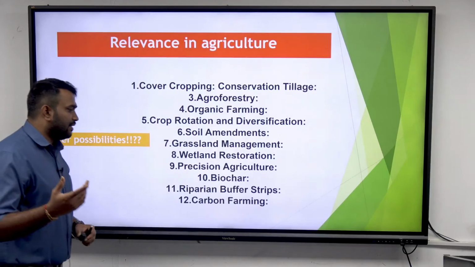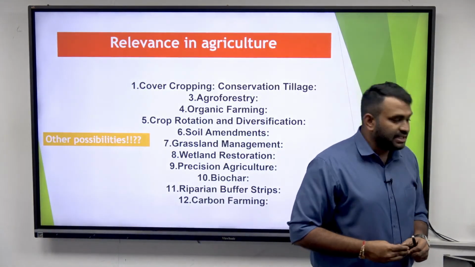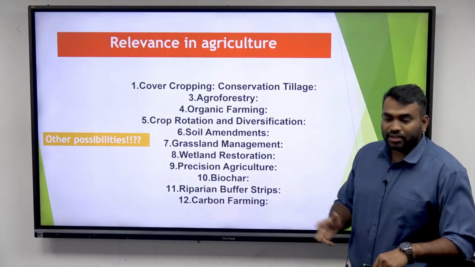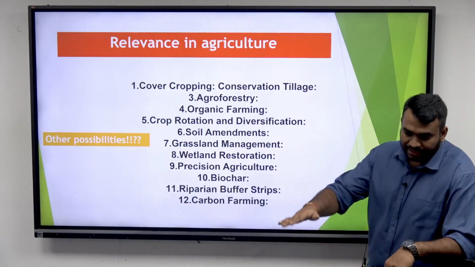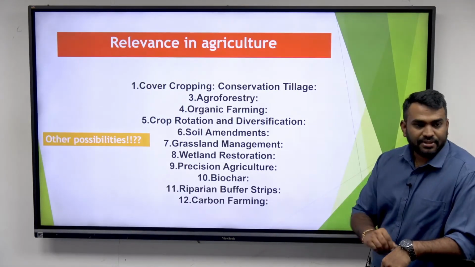So like cover cropping, that is to say when the field is barren, you have to go for green manuring crops, for example sesbania, dhaincha. So those sort of crops can be grown. That will be reducing carbon emissions, and also it will be capturing carbon, correct?